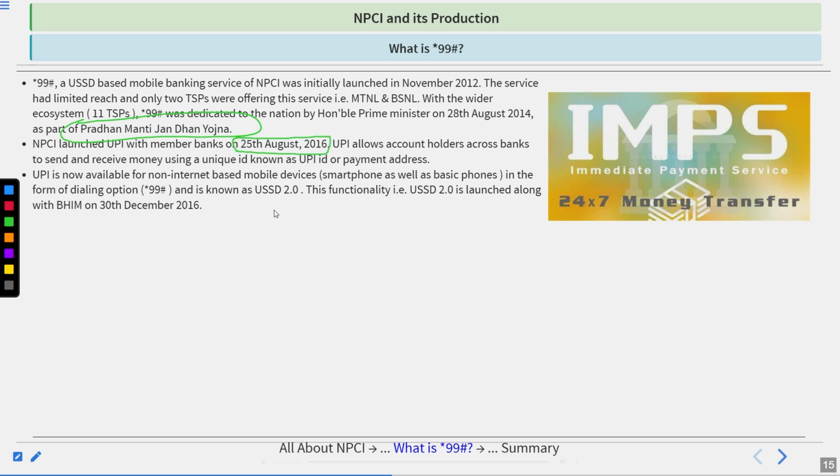NPCI launched UPI with member banks on 25th August 2016. UPI allows account holders across banks to send and receive money using a unique ID known as the UPI ID or payment address. UPI is now available for non-internet based mobile devices, smartphones as well as basic phones, in the form of the dialing option *99#, and is known as USSD 2.0. This functionality, USSD 2.0, was launched along with BHIM on 30th December 2016.